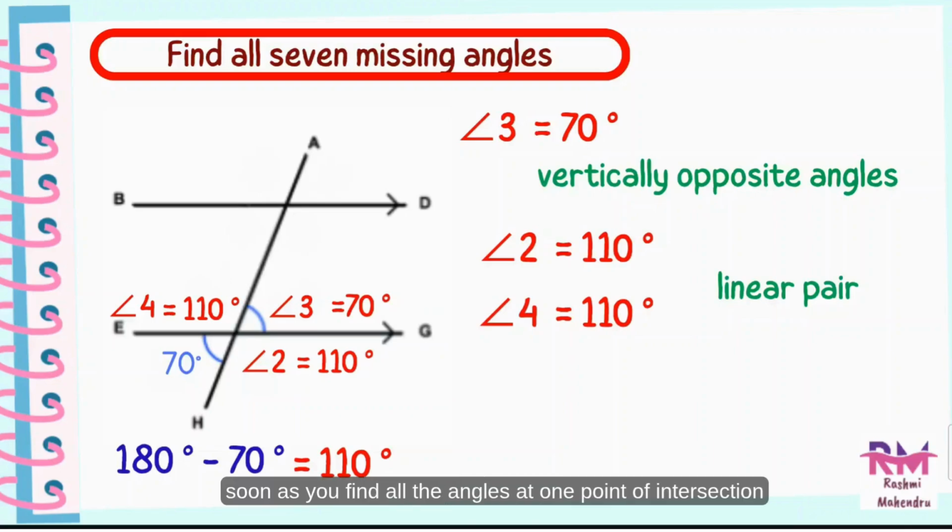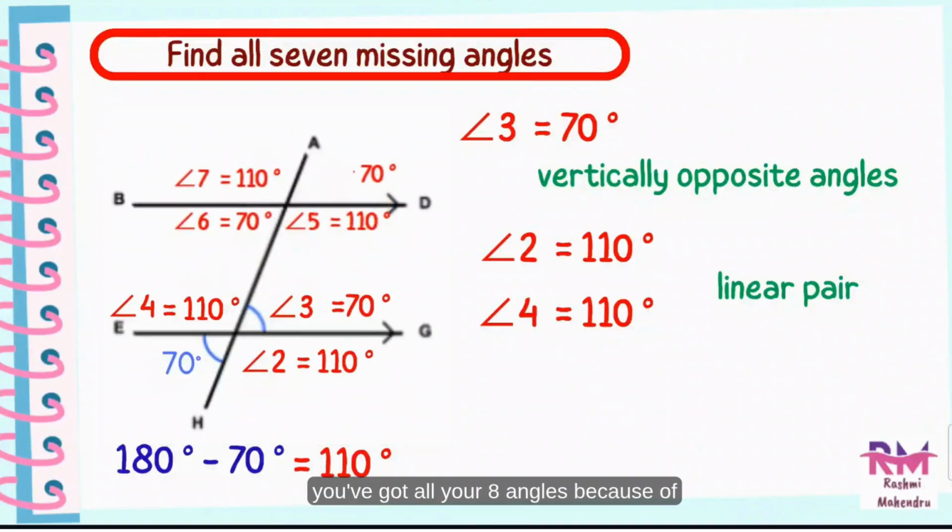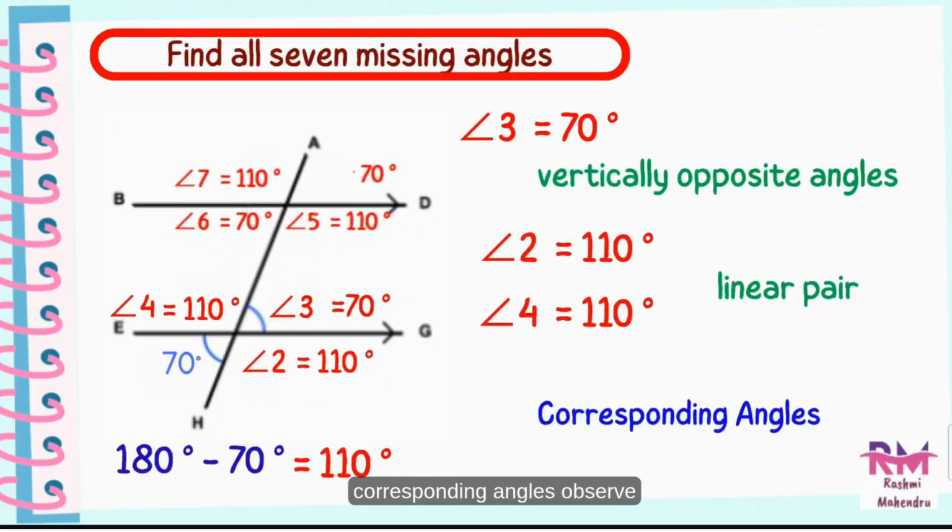As soon as you find all the angles at one point of intersection, you just have to create its mirror image at the other point of intersection. And yes, you've got all your 8 angles because of corresponding angles.